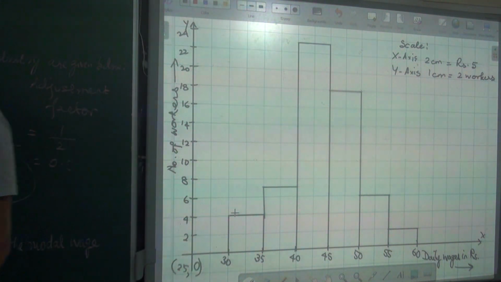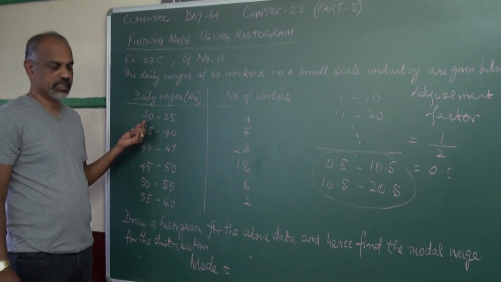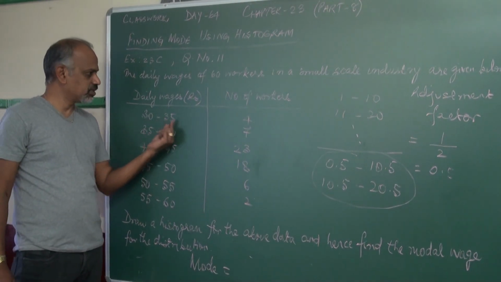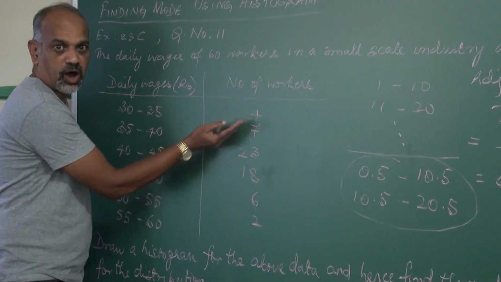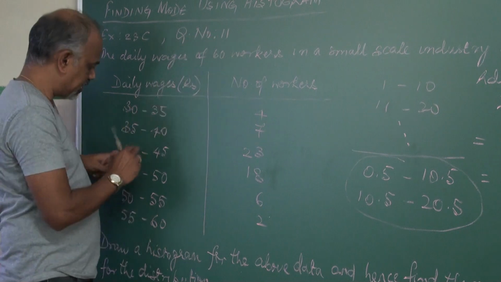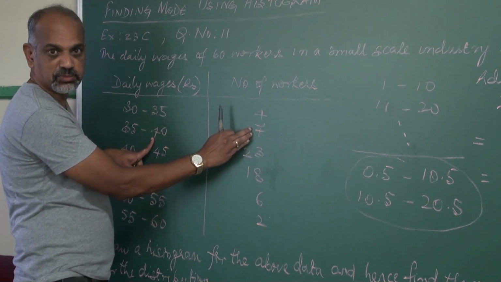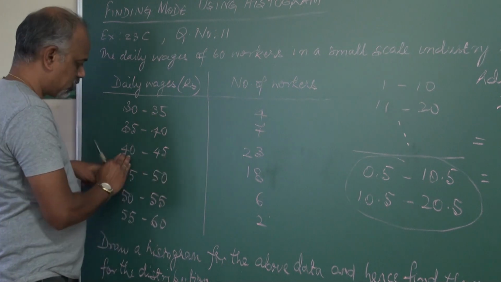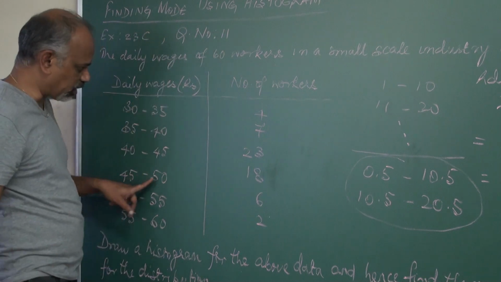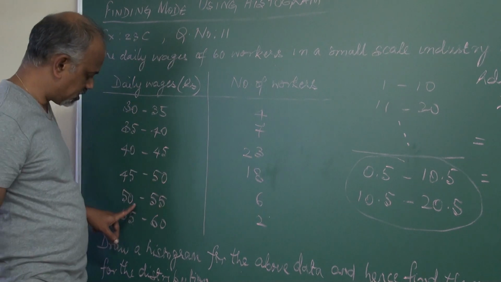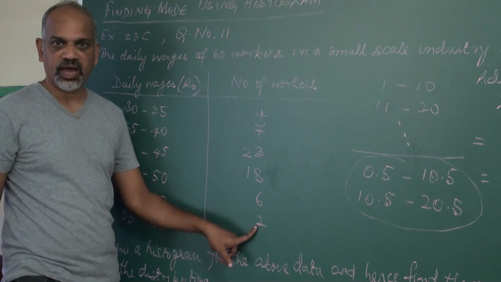Okay. So coming back to the green board. Look at this one now. That's from 30 to 35. The number of workers are 4. So you have to draw a bar of height 4. Next, 35 to 40. The bar of height 7 has to be drawn. Okay. 40 to 45. The bar has to be of height 23. Next one, it should be of height 18. Next one should be of height 6. And the last one should be of height 2.